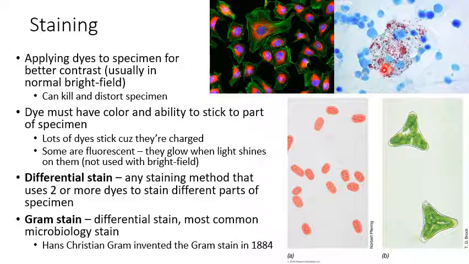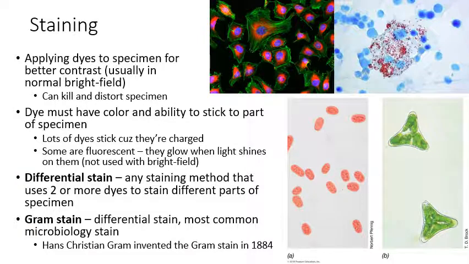And then in the red here, you've got all these tiny little rods. Those are actually a bacteria that is infecting the person's cells. So by using these two different dyes in the staining process, you can see the patient cells and you can see the pathogen that's infecting them.